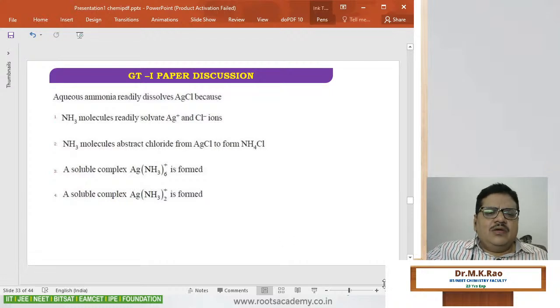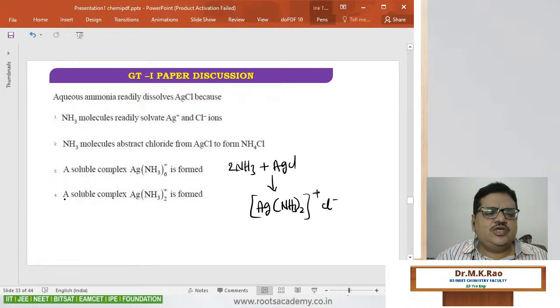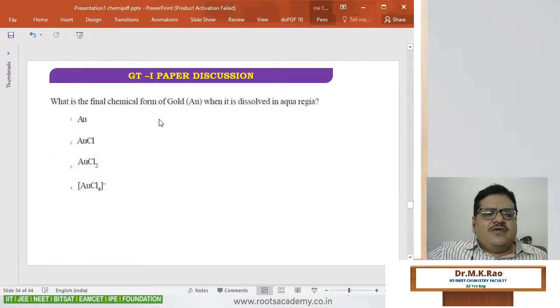Why? Because aqueous ammonia reacts with silver chloride forming Ag(NH3)2 whole plus Cl minus. It should be option 4. A soluble complex. Next, what is the final chemical form of gold when it is dissolved in aqua regia?